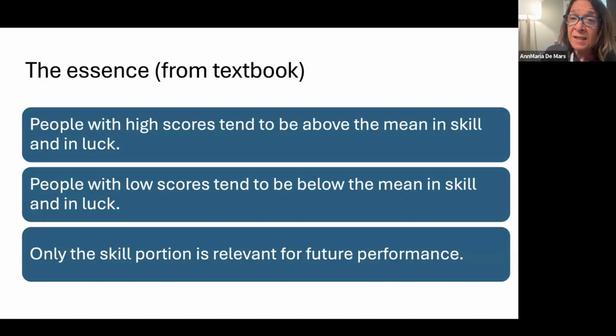So people with high scores tend to be above the mean in skill and in luck, and people with really low scores tend to be below the mean in both skill and in luck. So the student who has the lowest score, they may not be the brightest crayon in the box, but they also perhaps had a really rough night the night before, they were sick today, whatever. And so because of those bad luck factors, they also didn't pay as much attention, they weren't thinking as well, and did poorly. But only that skill portion is relevant for future performance, right? Because luck, by definition, is random.